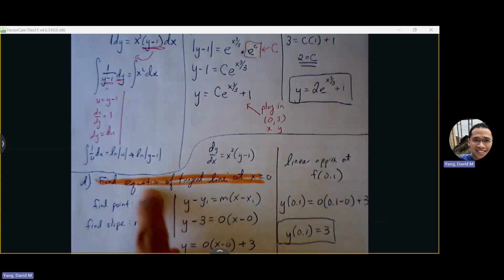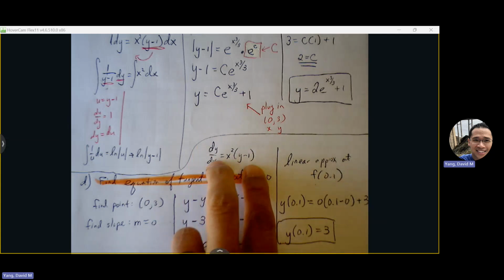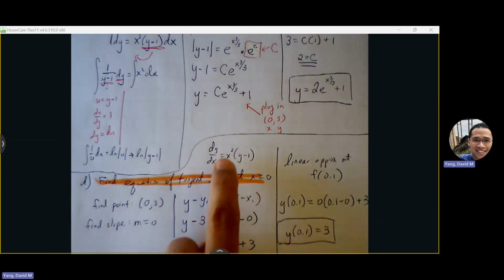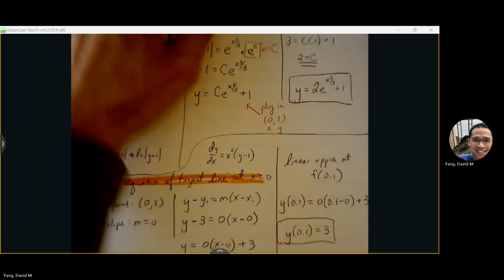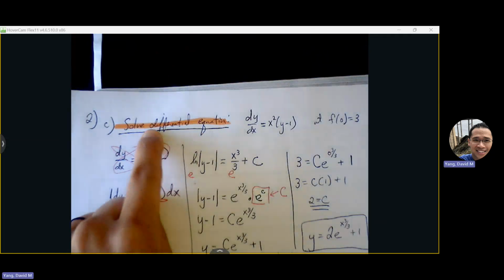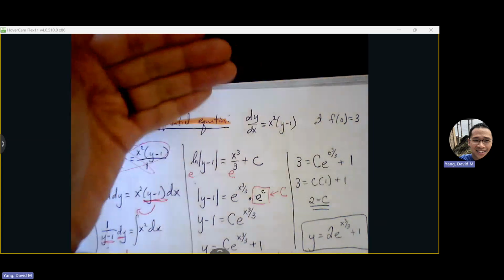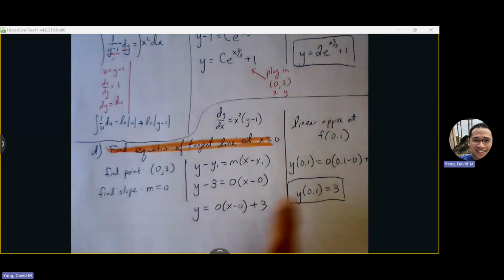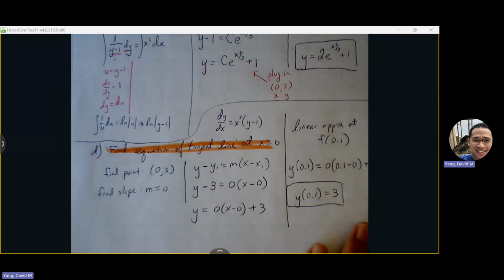On the test, I would see students start doing all this work trying to separate the variables. But when you're finding a tangent line equation, all you're doing is finding an ordered pair and slope. You're not messing with this equation. When it says solve a differential equation, that means they want you to get this derivative up to the function level. But for a tangent line, all we want is an ordered pair and slope. We just want to build a tangent line. We're not trying to solve this equation.